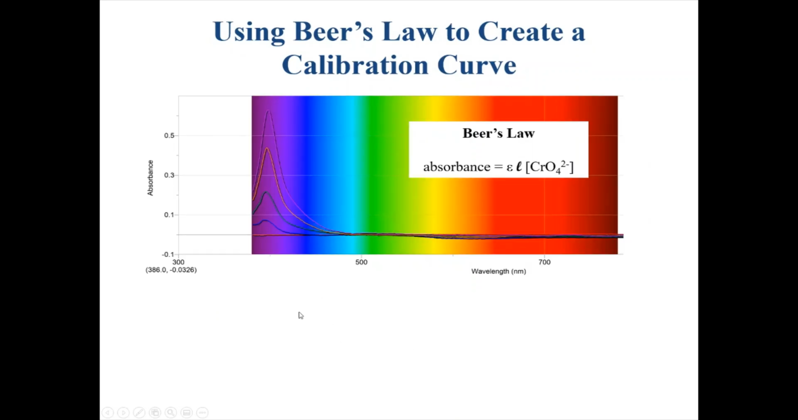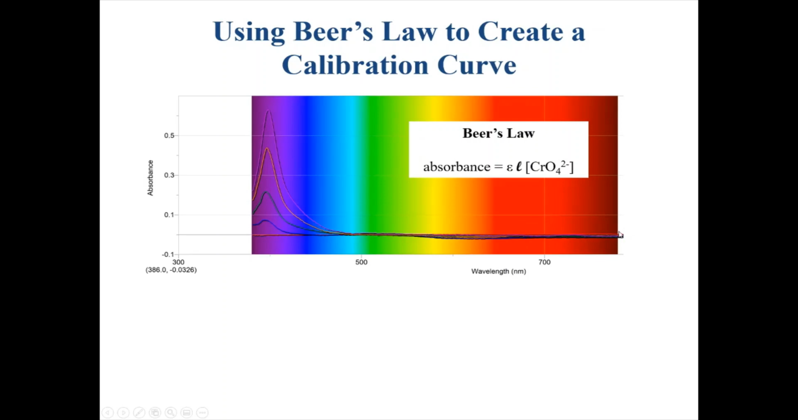Okay, then we take those solutions and we stick them into the UV-vis spectrometer. Now let's look at what data the UV-vis spectrometer gives us. If you remember what I said about it having a diode array, that diode array allows us to look at the entire spectrum of visible light.